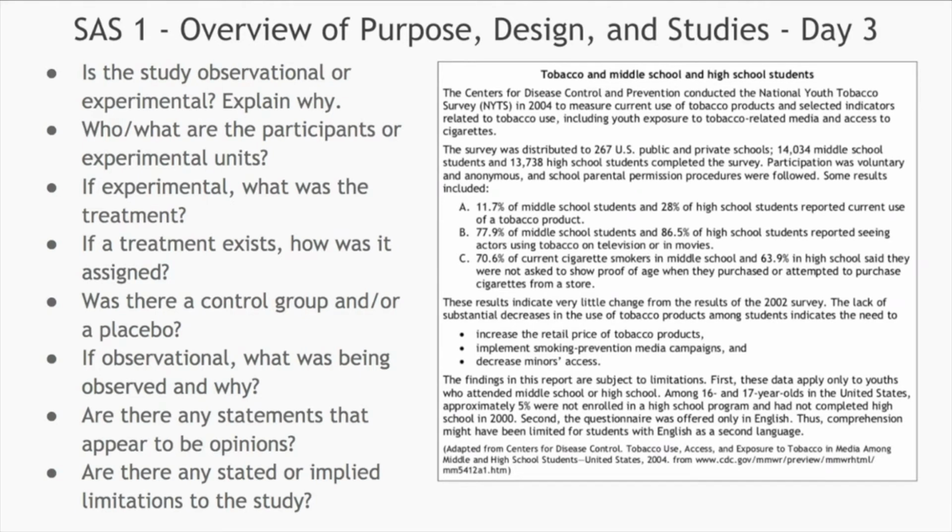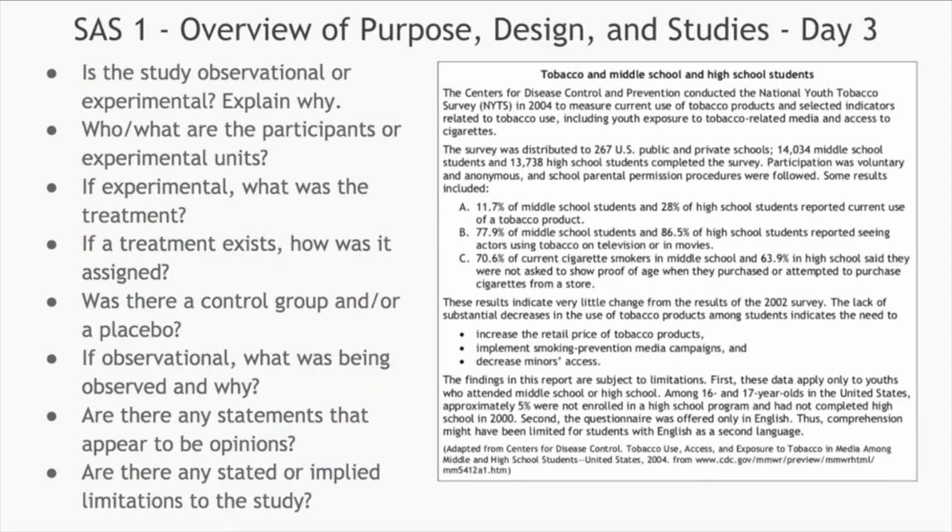The findings in this report are subject to limitations. First, these data apply only to youths who attended middle school or high school. Among 16 and 17-year-olds in the United States, approximately 5% were not enrolled in a high school program and had not completed high school in 2000. Second, the questionnaire was offered only in English. Thus, comprehension might have been limited for students with English as a second language.